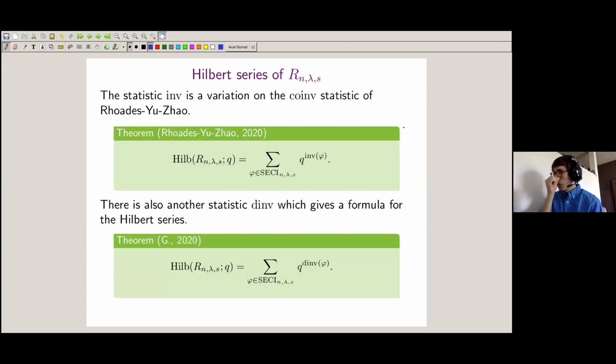And this is not exactly my definition. This is really just a variation on the co-inversion statistic of Rhoades, Yu, and Zhao. During the preparation of my article, they came up with this nice inversion statistic, which they call co-inv. It's just slightly different. And they proved, using some of my work, that the Hilbert series is just the Q generating function over these labeled diagrams. They draw it a little bit differently. It's kind of flipped in their version.